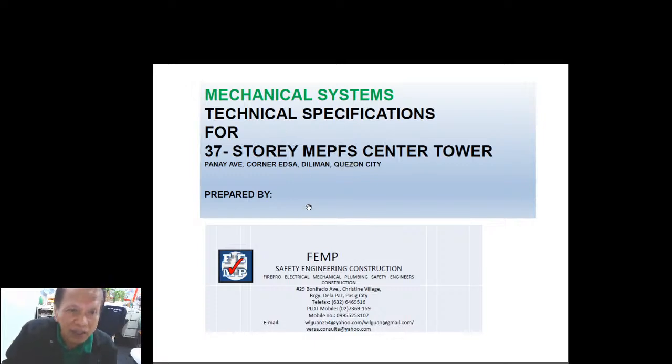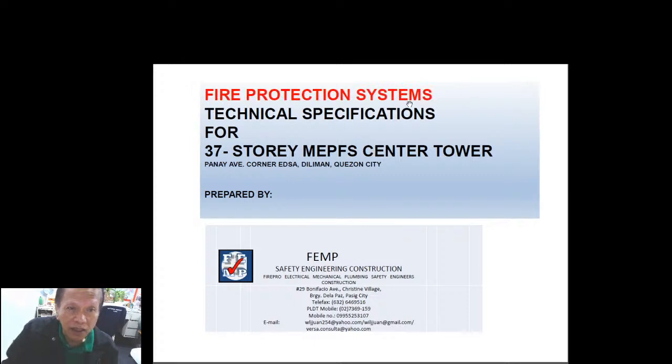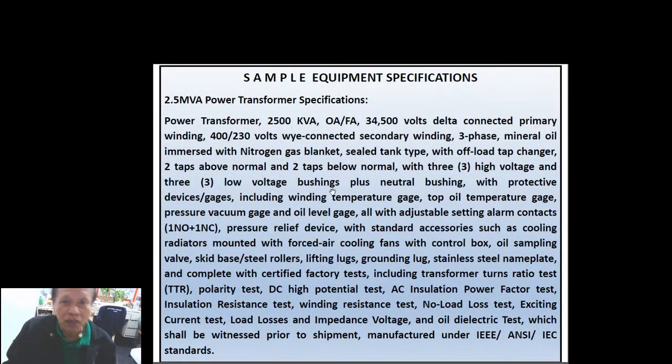Okay, mechanical system, so here it is. Then, plumbing, meron din akong kasamang plumbing. And then, fire protection, so meron din ito, fire protection. Okay, and then, electrical. Ito, electrical naman. Okay, and then, extra low voltage, ito yung auxiliary. Ha, auxiliary, okay. Tapos ano pa? Ito na. So yun, ha.